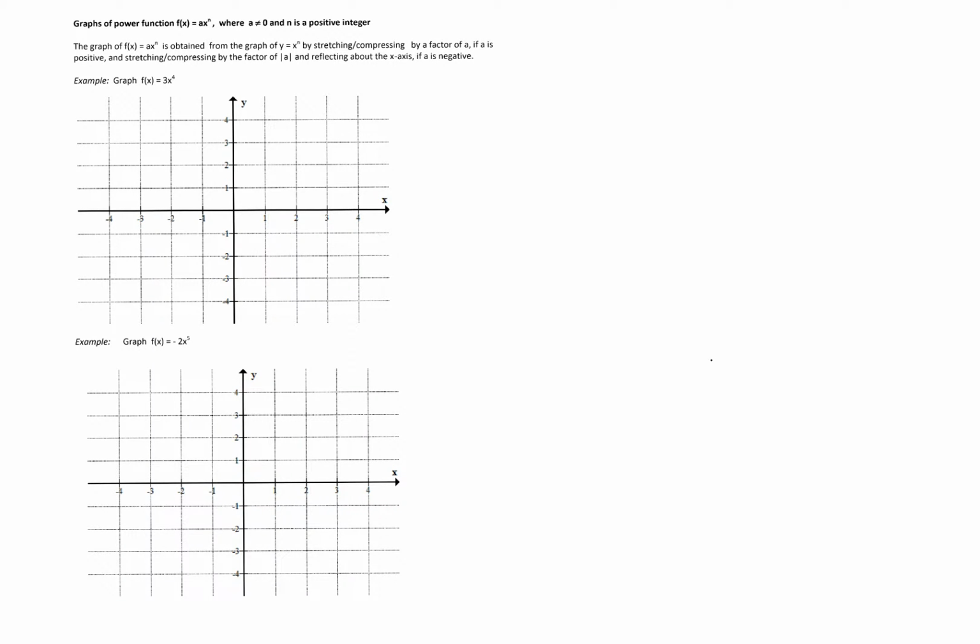To graph more general polynomial functions, we will need to know the graphs of the function ax to the power n, where a is not 0 and n is a positive integer. Because this function is formed by multiplying x to the power n by a, to get the graph of f of x equal a times x to the power n, we'll take the graph of y equal x to the power n, and we'll stretch or compress this graph if a is positive, and we stretch or compress this graph and reflect about the x-axis if a is negative.